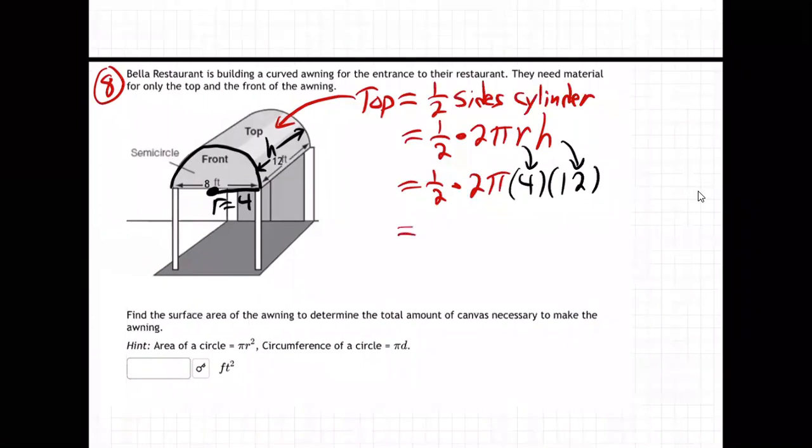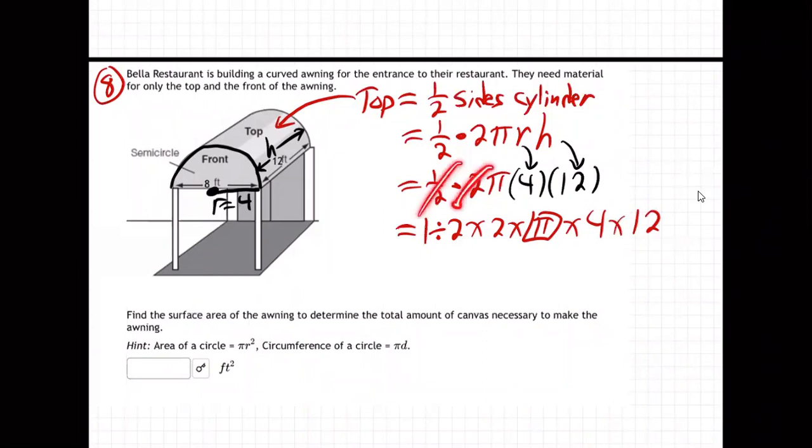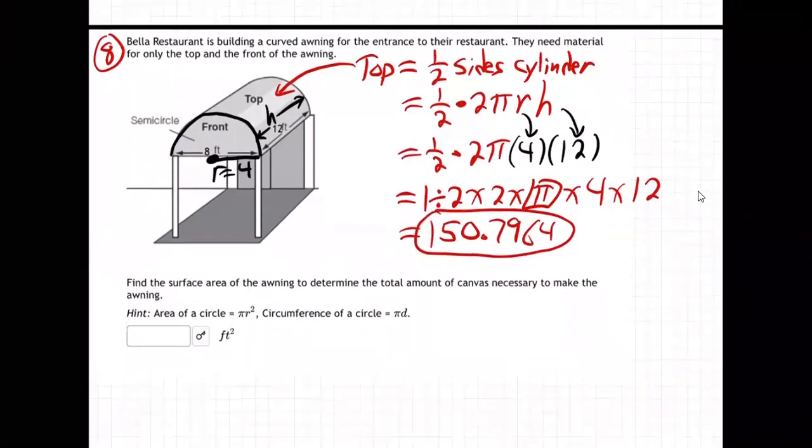So use your calculator, take 1 divided by 2 times the pi button times 4 times 12. Really, if you wanted to be quicker, the half and the 2 cancel, don't they? It's just going to be 48 pi. But you can do it longhand or use the shortcut if you notice it. So either way, I'm getting 150.7964. Okay, now that's just the top though. That's not the whole story.